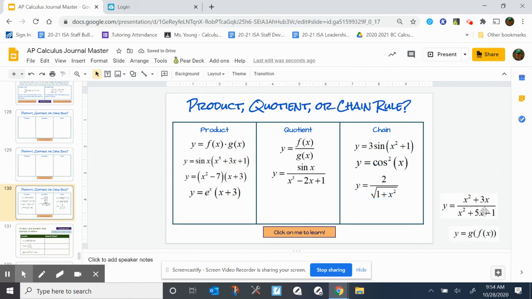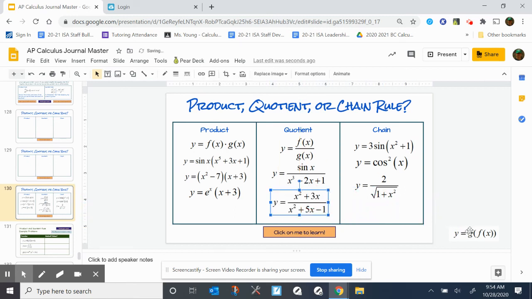This next one is clearly the division of two polynomials. It's a rational function. We would use the quotient rule to take the derivative. And then the very last one is g of f of x. f of x is an inside function. We have composition of functions, so this is the chain rule.